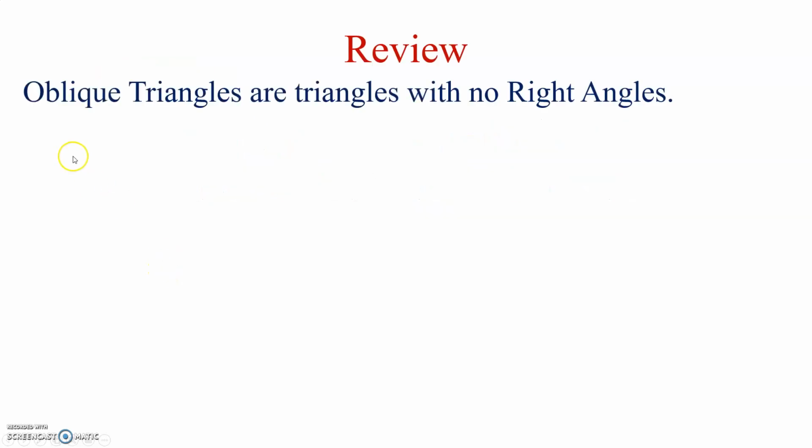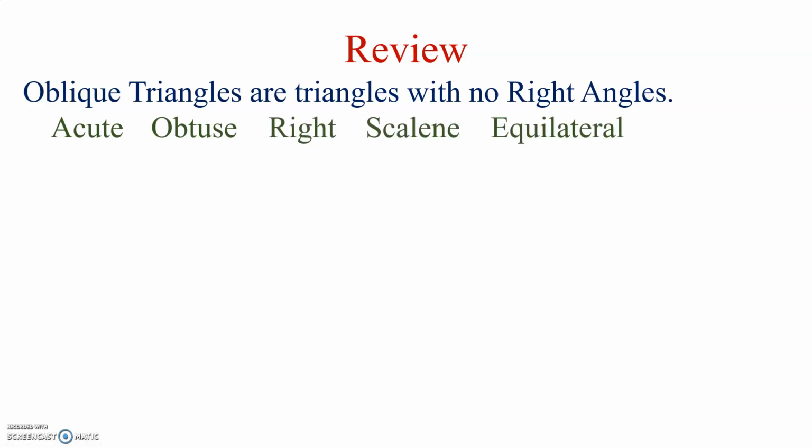First, what an oblique triangle is. Oblique triangles are triangles with no right angles. Previously, we learned about acute triangles, obtuse triangles, right, scalene, equilateral, and isosceles. Here, we're just talking about triangles that have no right angles. So oblique triangles just have no right angles.